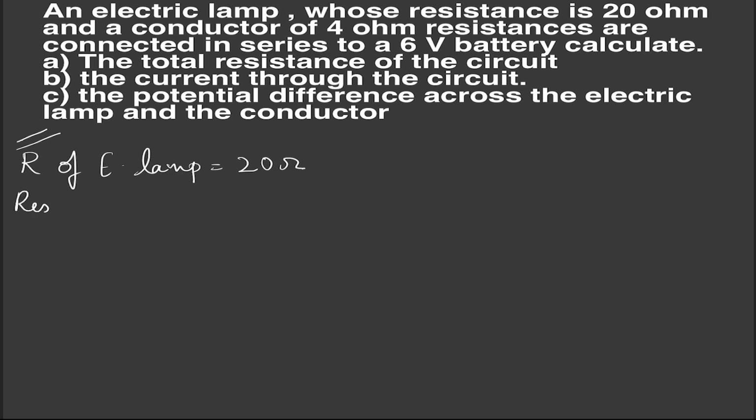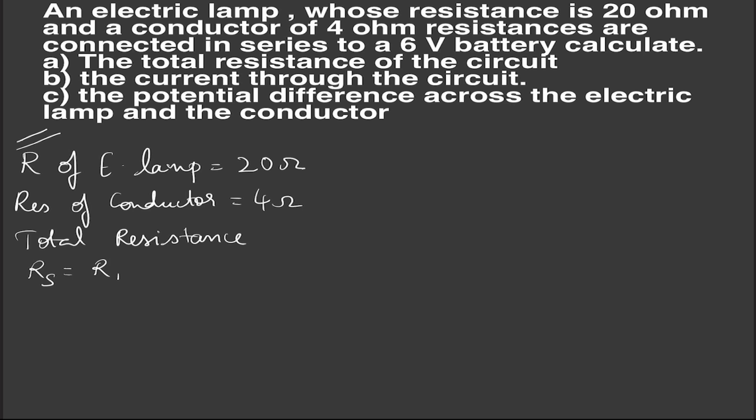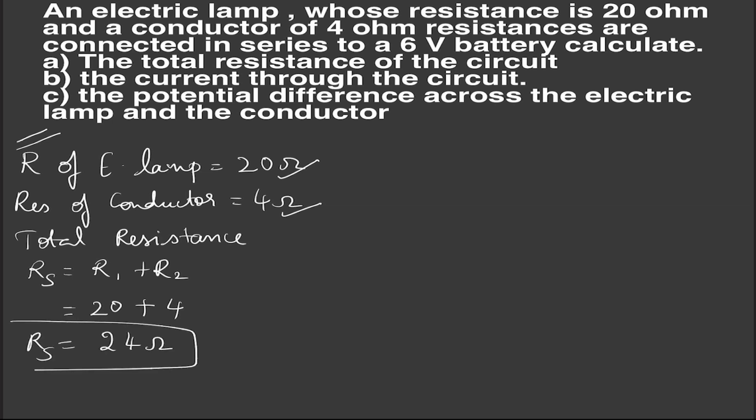Then the resistance of the conductor. What is the resistance of the conductor they have given? It is 4 ohms. So what is the total resistance? Since they are connected in series, we know the formula for effective resistance in the circuit when they are connected in series. It is Rs is equal to R1 plus R2. What is the R1 value? Let us consider it as the electric lamp. Then it is 20. What is the resistance of the conductor? It is 4. So hence what is the effective resistance? It is 24 ohm. So this is the total resistance or the effective resistance in the circuit. So this is the answer for sub question A.